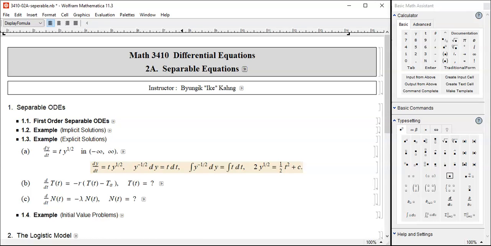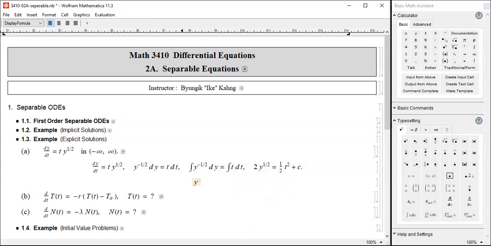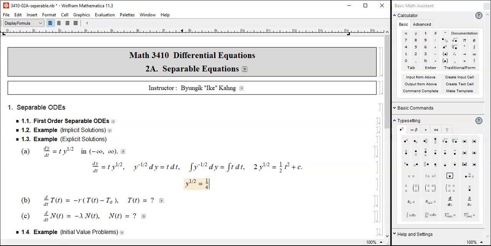Division by 1, so let's remove that, and there goes an implicit solution. But that's not the end of the problem. We want an explicit solution here, and after getting the explicit solution, we have to check the interval of definition. Okay, let's do it. Divide by 2, and then we have y to the 1/2 power equals 1/4 t squared plus c over 2. And then y is therefore, take the square of both sides.